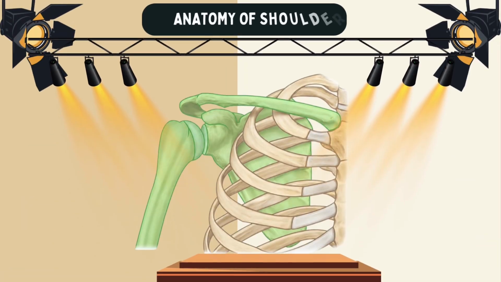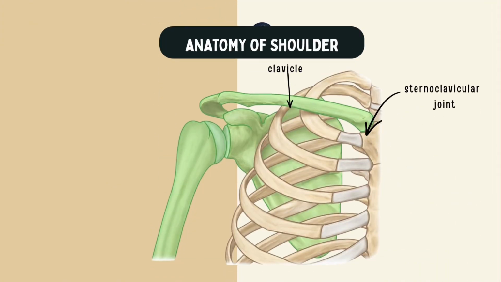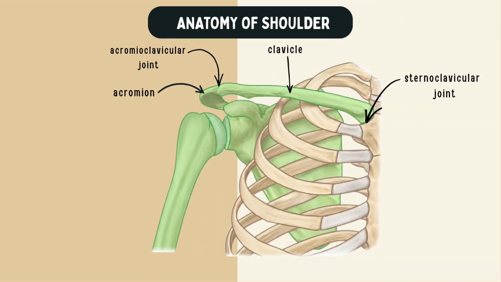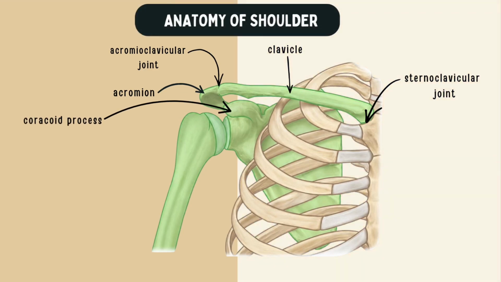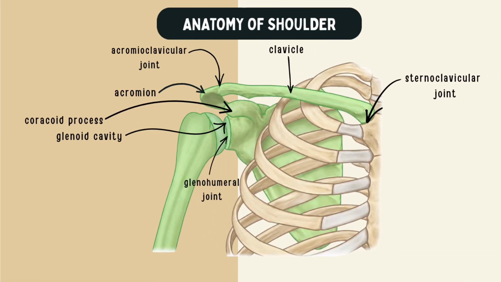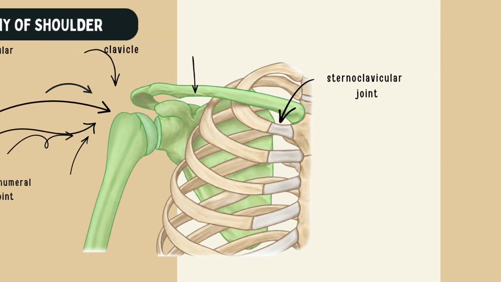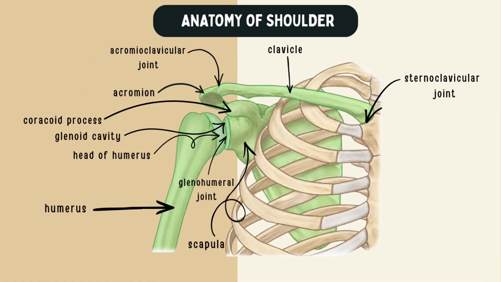Now, I will explain the anatomy of the shoulder. So, the first one is sternoclavicular joint. The second one is clavicle. The third one is acromioclavicular joint. The next one is acromion. Next is coracoid process. Next is glenoid cavity. The next one is glenohumeral joint. Next is the head of humerus. Next, scapula. And the last one is humerus.